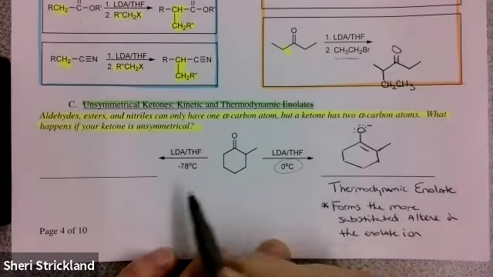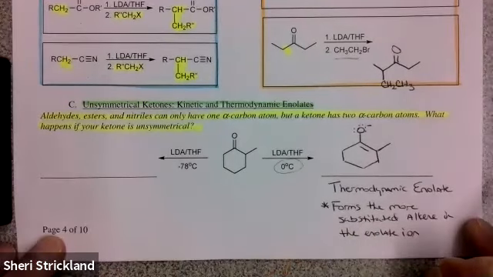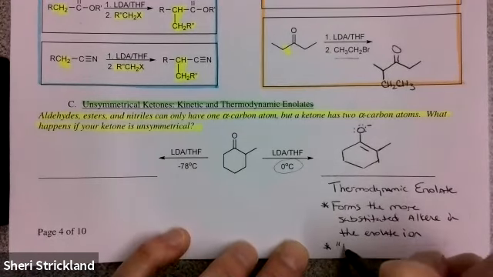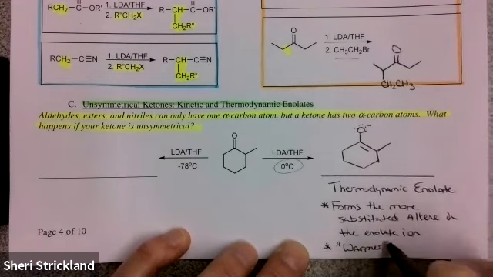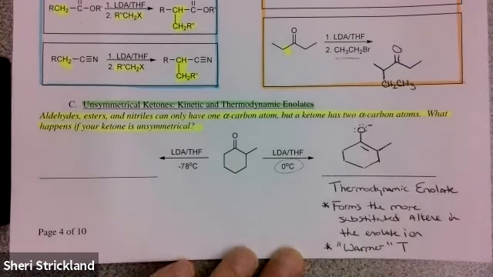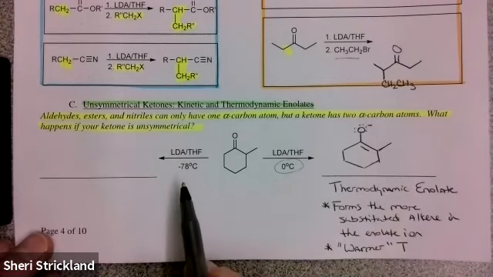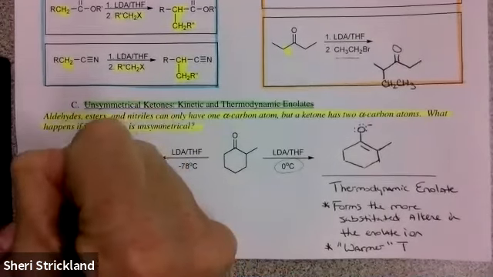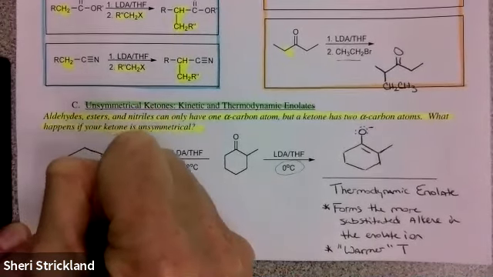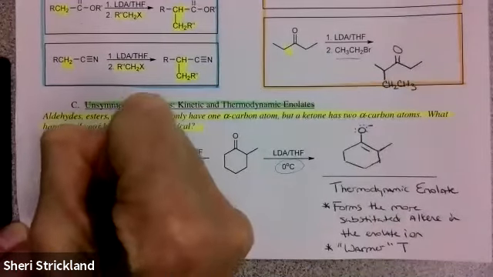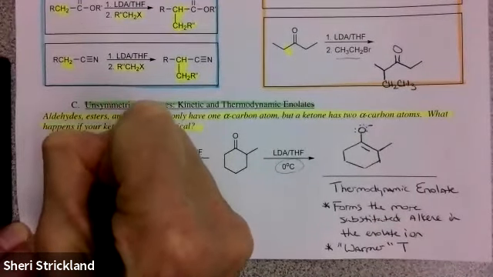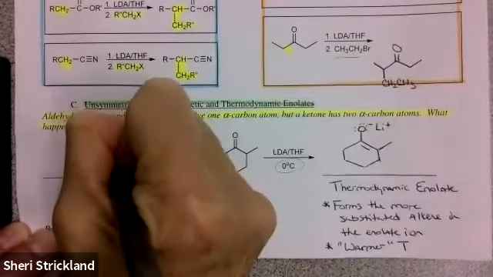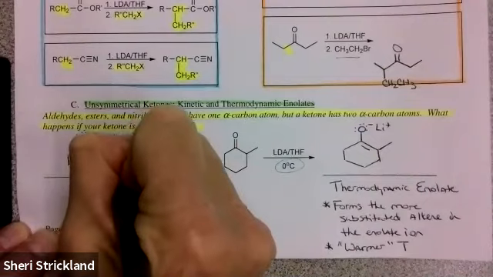Now that does involve the warmer of the two temperatures. So I'm going to put warmer in quotation marks because I don't think of 0 degrees as being warm, but it's a whole lot warmer than -78. If I use the much colder temperature, I get the enolate ion formed with the other alpha carbon. And we have the lithium cation in both cases, and that methyl group is still there.